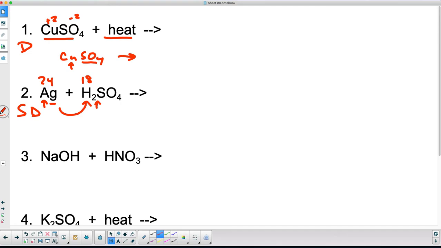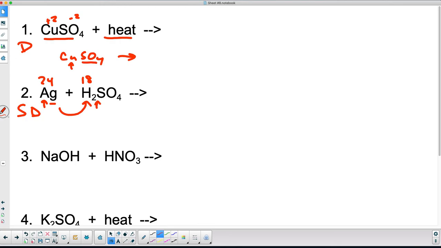If it doesn't happen, you put a no reaction. If it does happen, then go back to symbols and charges and make the compound with Ag and SO4. You have to crisscross. Okay, let's go down one more. So now we know it's a single displacement. We know where to look in the notes.